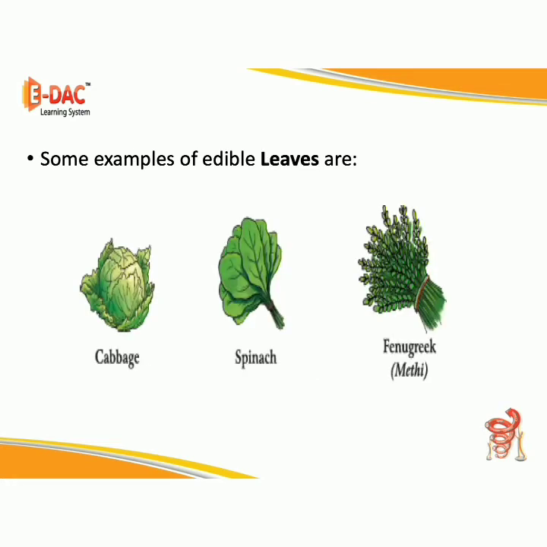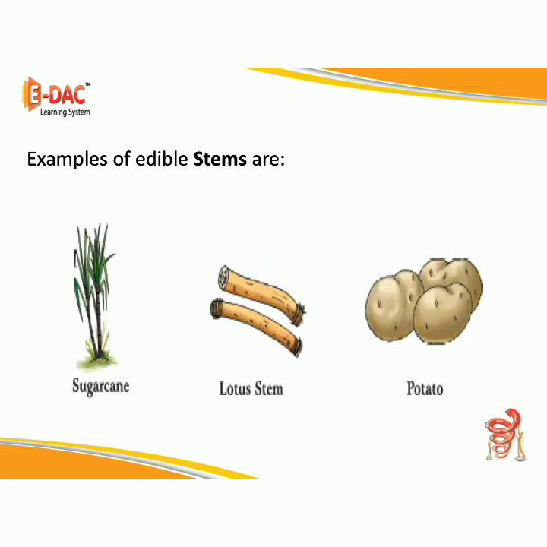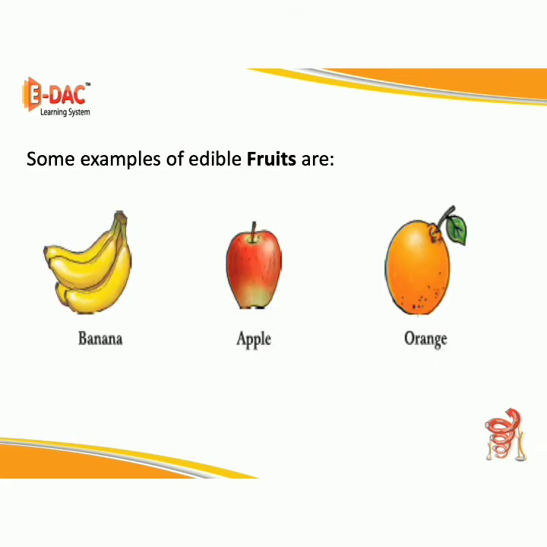Let us now talk about some examples of the plants of which we eat leaves. So some examples of the edible leaves are cabbage, spinach, and fenugreek, which is known as methi in Hindi. Let us now take examples of the edible stems. They are sugarcane, lotus stem, and potato. Let us now talk about those plants whose fruits we eat. So, the examples of edible fruits are banana, apple, orange.